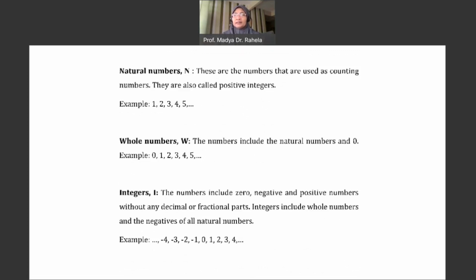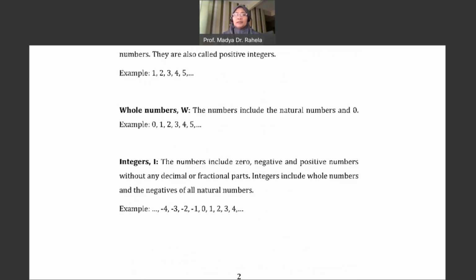For integers, integers are the most commonly used numbers. Integers can be negative round numbers, 0, and also positive round numbers. It includes natural numbers and also whole numbers.